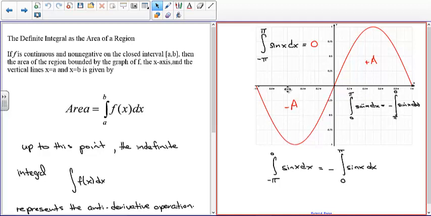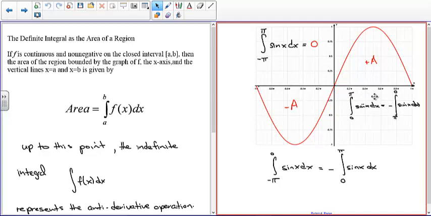And the reason the integral from negative pi to positive pi is 0 is because this area is negative and this area is positive, and when you add them together you get 0. So it doesn't mean nothing's happening. It doesn't mean you just got a flat line, which also, if you just had the x-axis, there would be 0 area. But in this case, there's positive area from 0 to pi, and there's negative area from negative pi to 0.